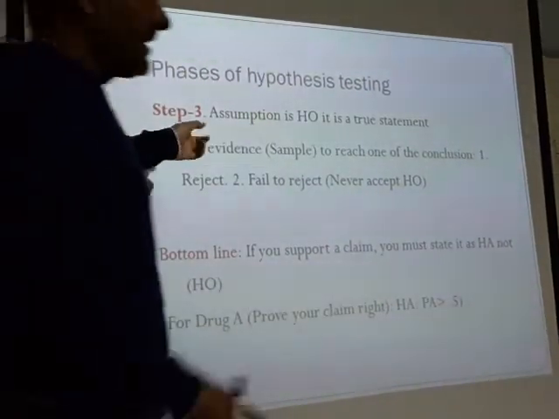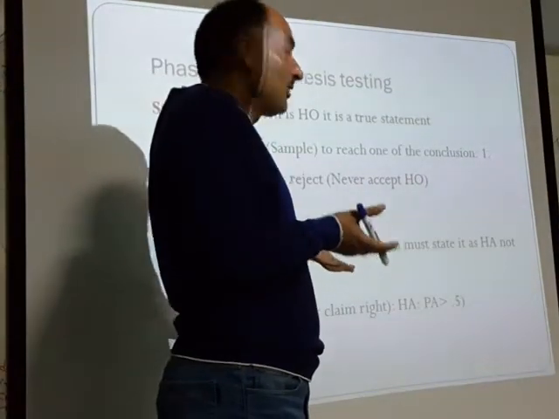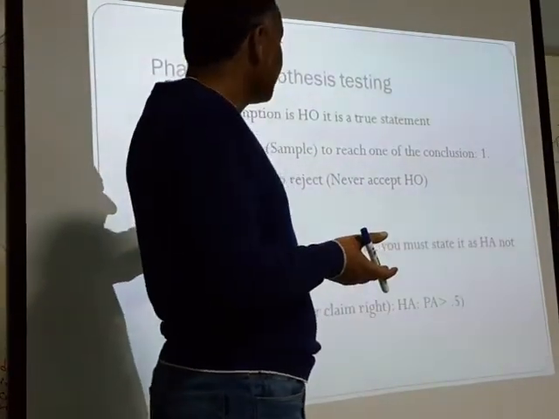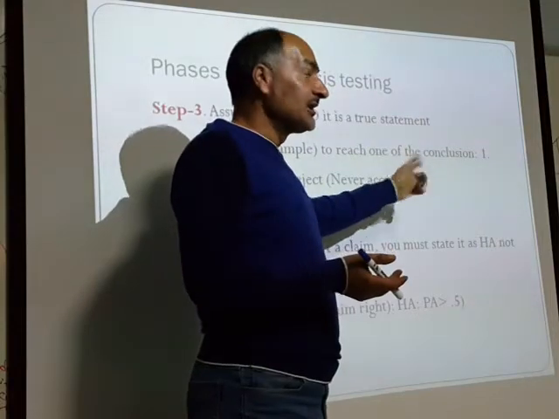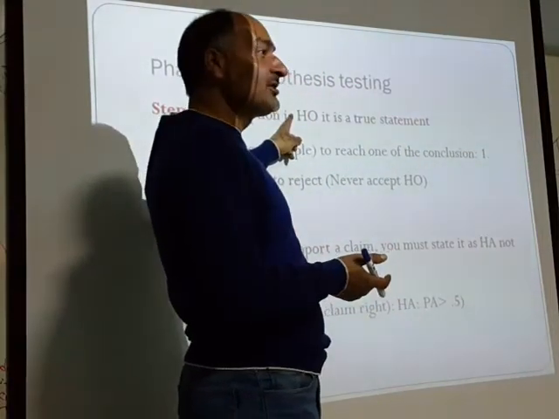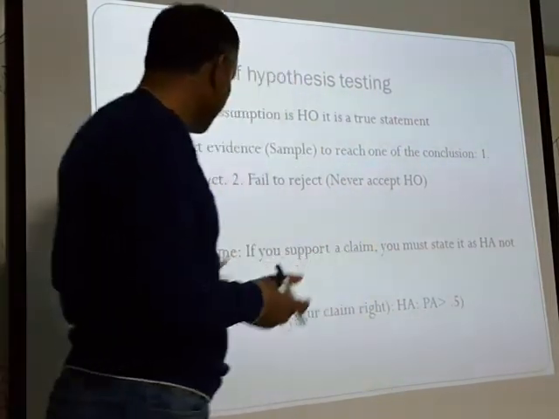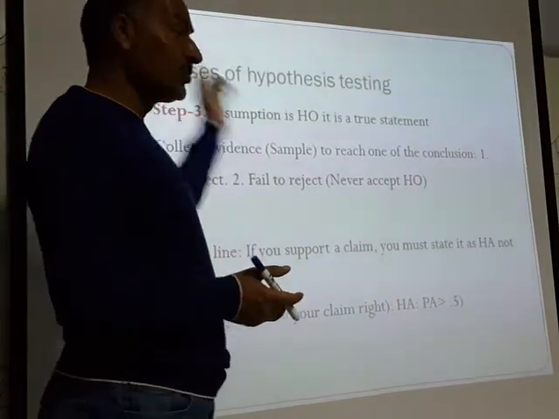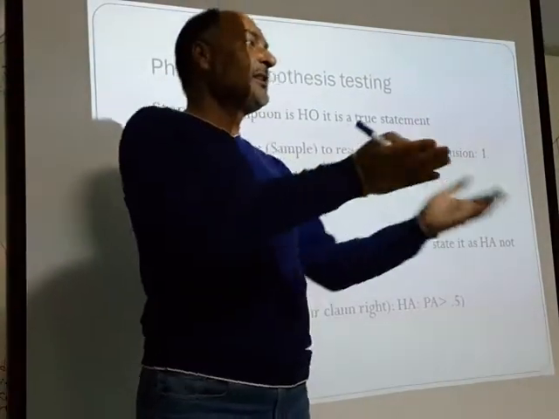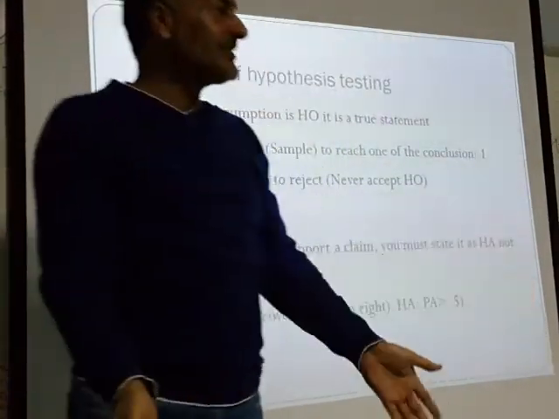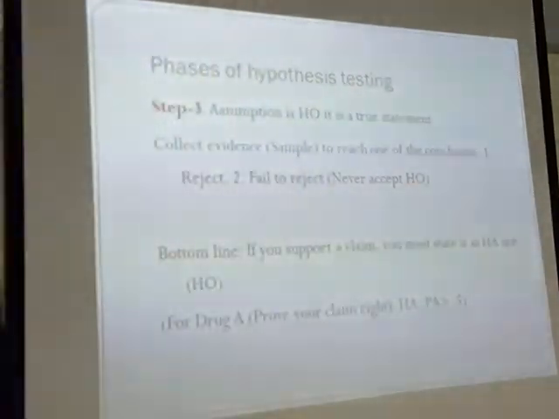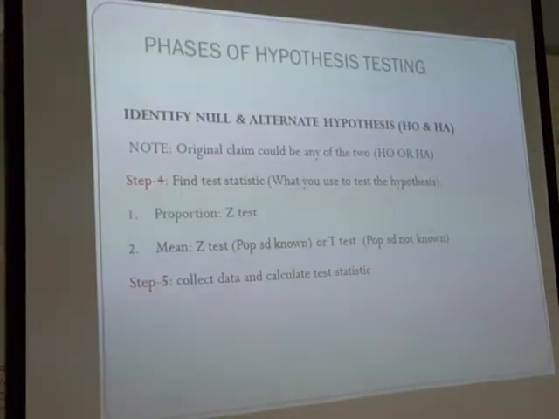Okay. Now I assume that my null hypothesis is true. I collect the evidence to reach one of the conclusions. I will either reject the null, or I fail to reject it. Bottom line is, as I told you, if you have to support a claim, put it in the alternate, then bring the data on the null hypothesis, then move ahead.